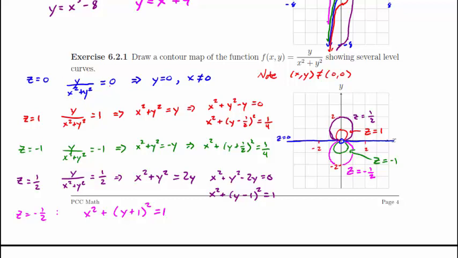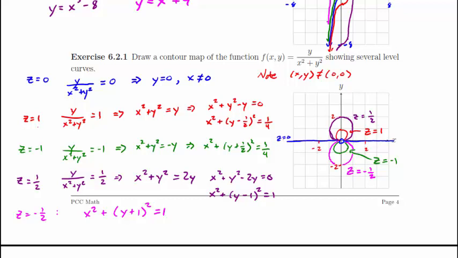The numerator has to be 0. Let's note that the origin is outside of the domain. So if y is 0, x cannot be 0. Graphing this, y equals 0 gives me this blue line along the x-axis is where the elevations are 0.